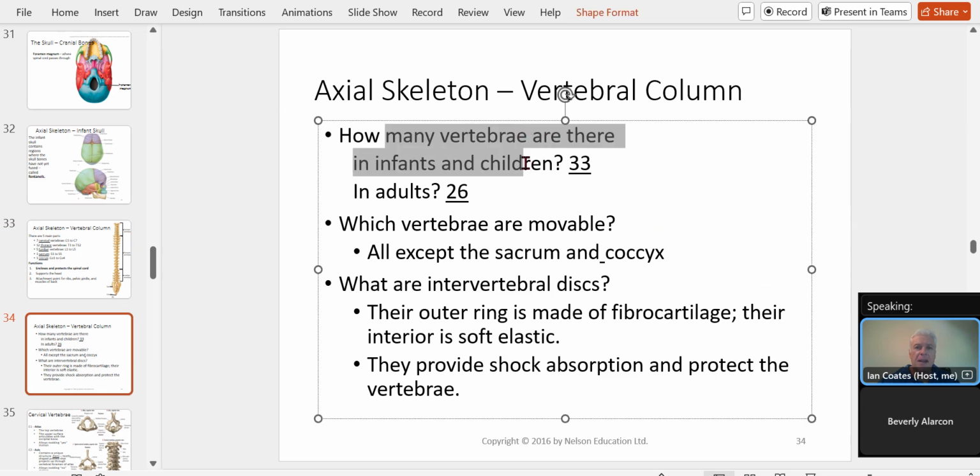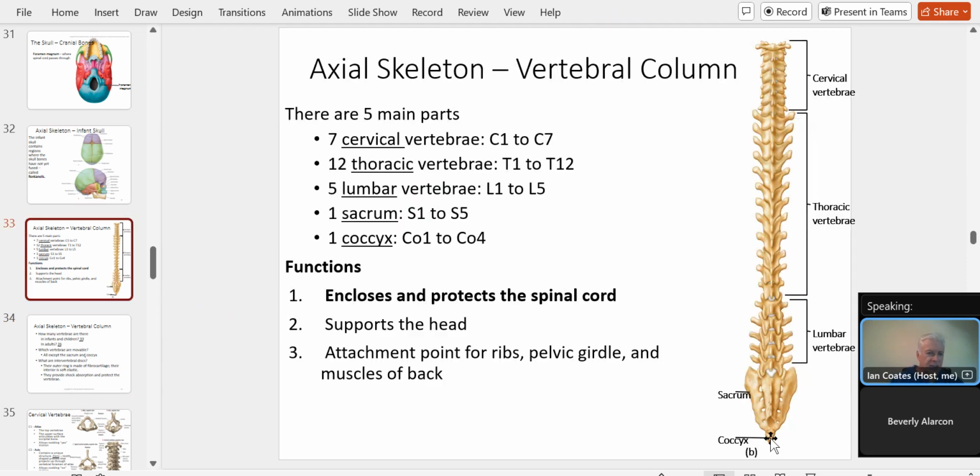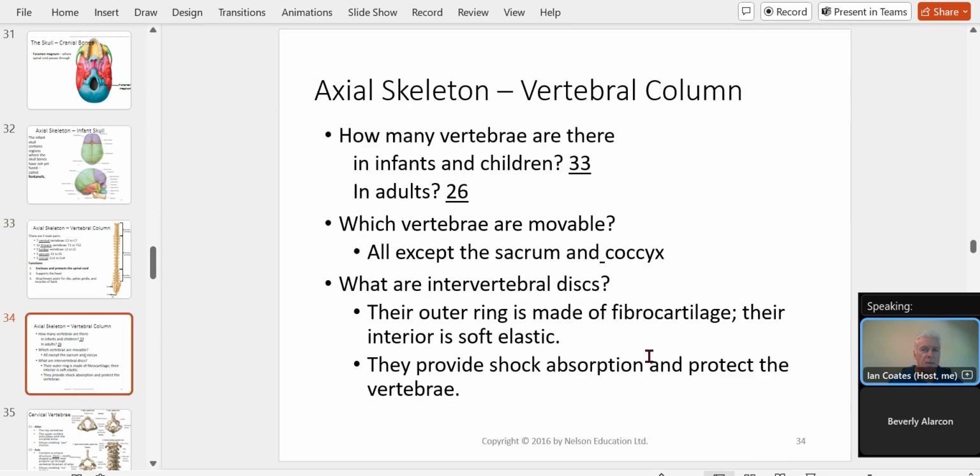How many vertebrae are there in infants and children? Well, there's 33 vertebrae for infants, only 26 for adults. And you'll see there that as children, these bones tend to be separate. But as we get older, the coccyx and the sacrum fuse, becoming one bone. So that's why we have fewer bones in adults, more bones in children, eh?